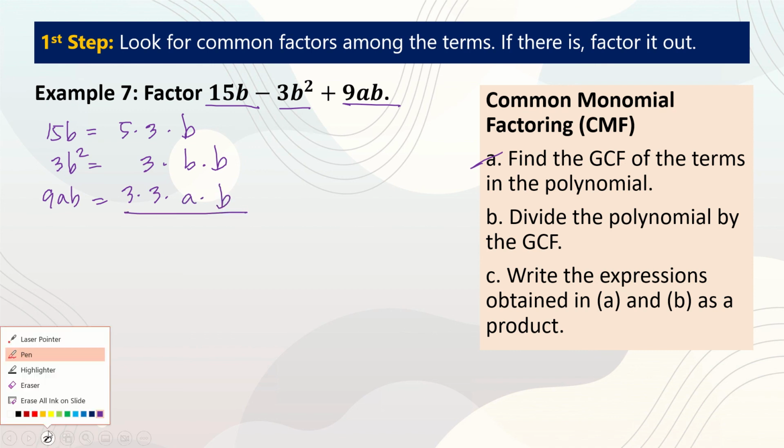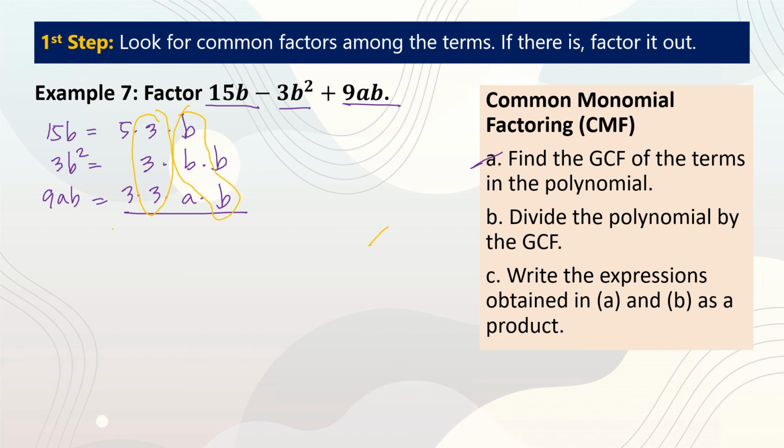Then find the commonality. That would be 3 and another b. So that would be 3 times b equals 3b. So that's the GCF. Now we proceed to B. Divide the polynomial by the GCF.